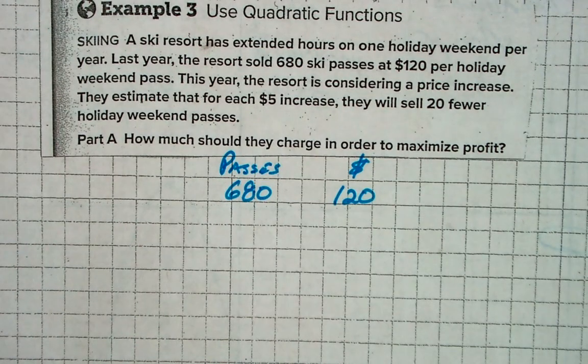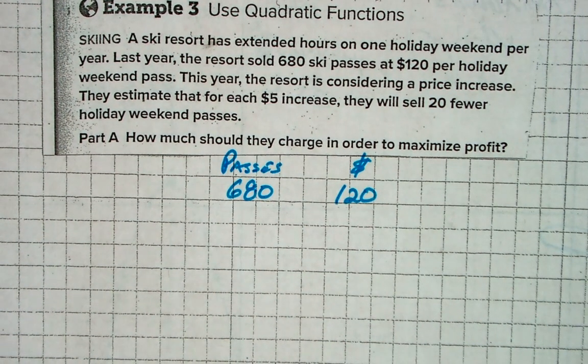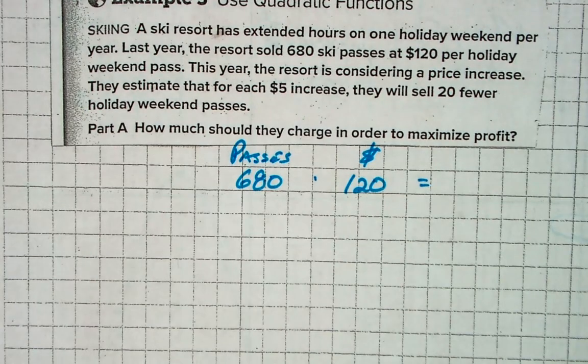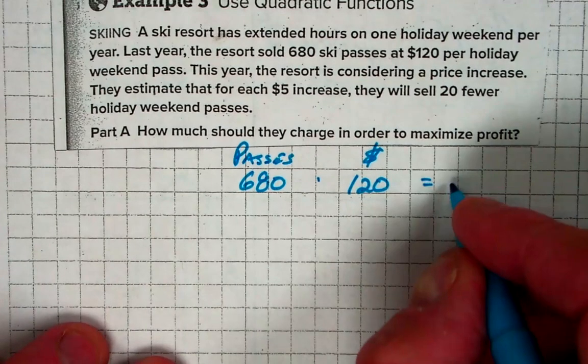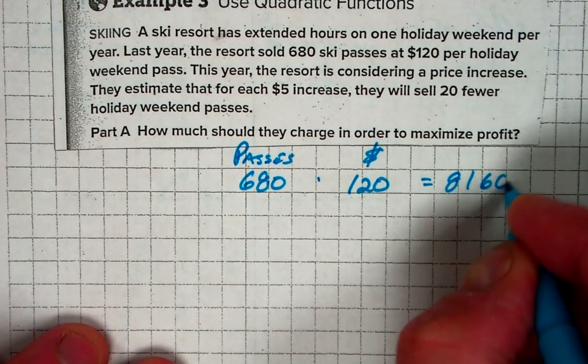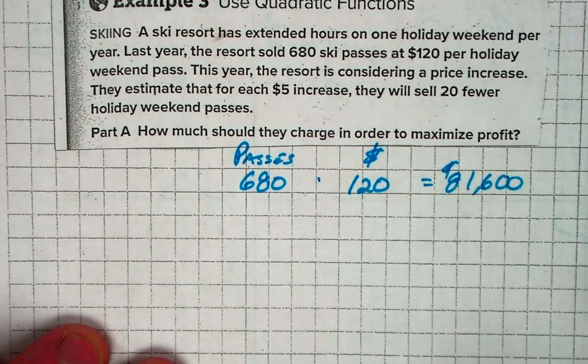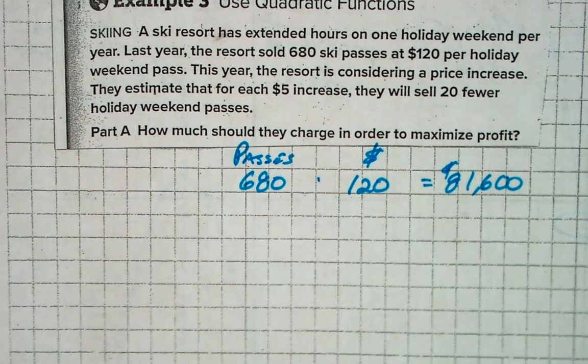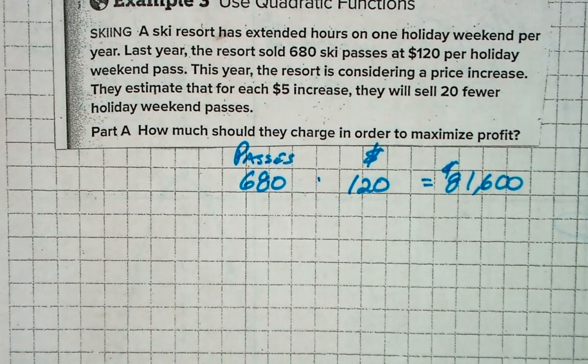I just multiply. $120 passes, 680 of them. So I multiply them together, and I get $81,600. That's a pretty good haul from a weekend. But I don't know what their expenses are. Who knows? Okay? And again, you don't have to do this next step if you're doing it on your own, but I'm trying to show you what's happening.